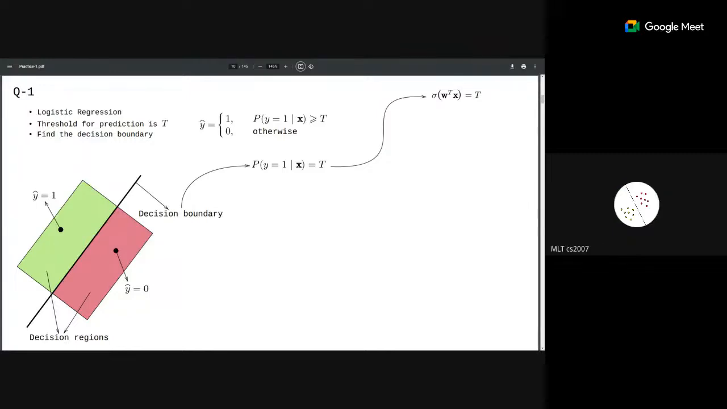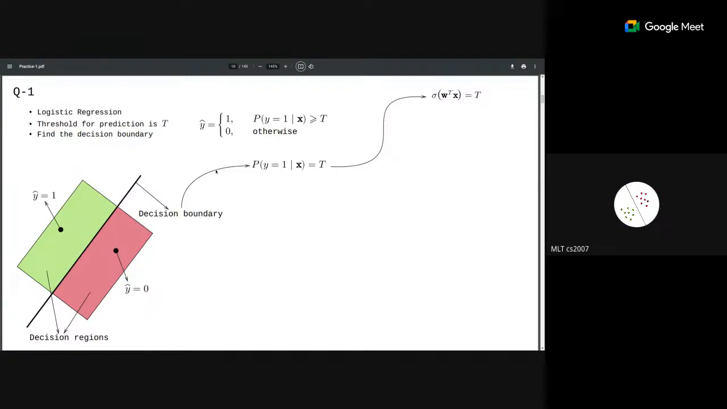So think about W transpose X equal to 0. If you plug it into the sigmoid function, what will you get? Sigma of 0, right? What is sigma of 0? 0.5, I think. 1 upon 1 plus e to the power 0, which is 1 upon 2, so 0.5. Correct, that's right. Did everyone get this part?